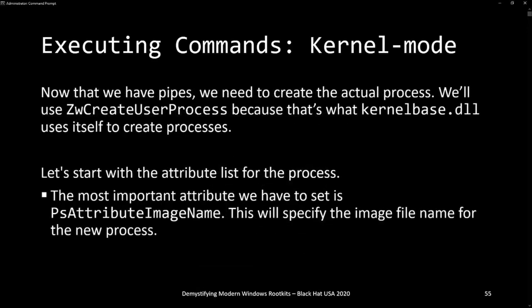So once we have the pipes, we just need to create the actual process, and we'll be using ZwCreateUserProcess because that's what the kernel32 API uses itself. The first thing you need to do is generate an attribute list. Now the attribute we're going to set is just a PS_ATTRIBUTE_IMAGE_NAME, which represents the image file name for the new process.